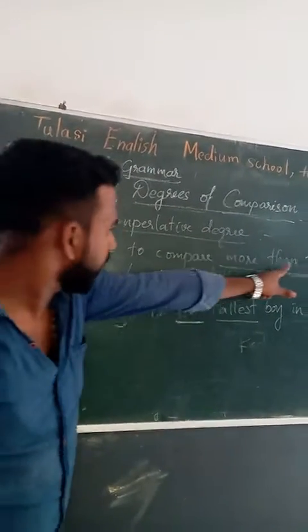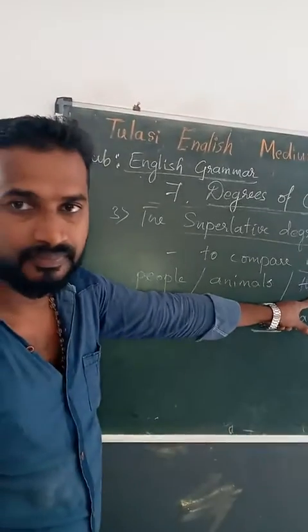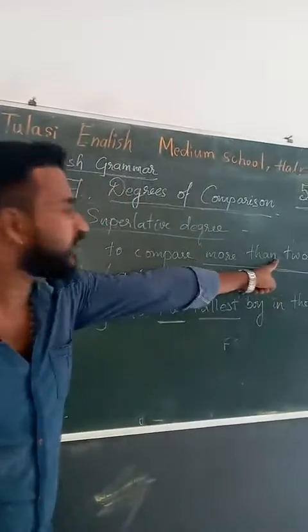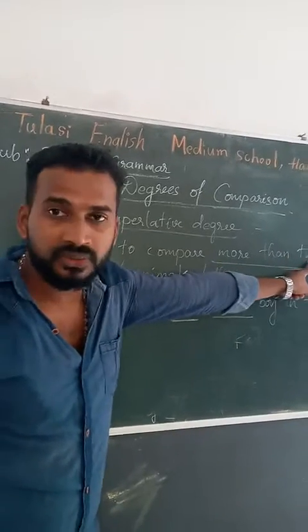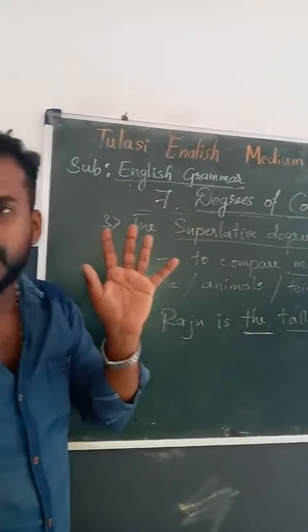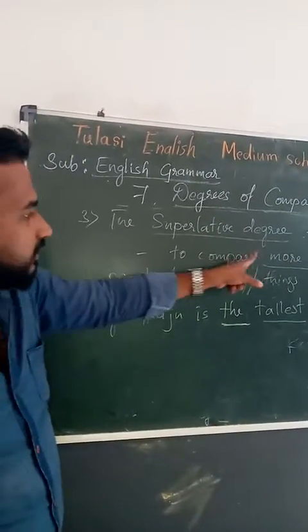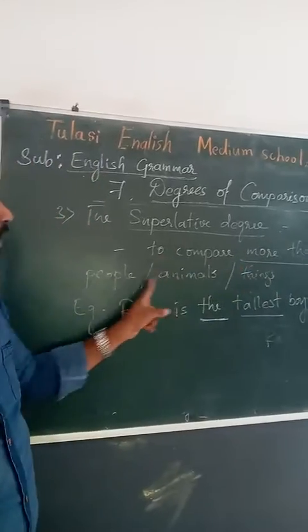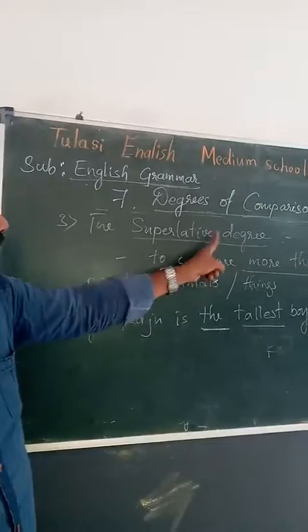Compare more than two people or animals or things. In the class, there will be more than two, not two. If there are two, we use the comparative degree. When the comparison involves more than two people, things, or animals, we use the superlative degree.